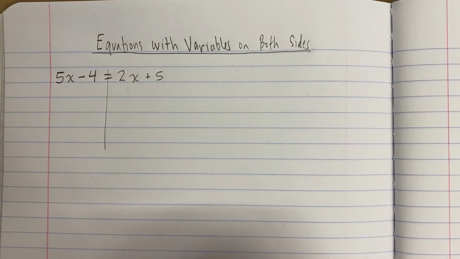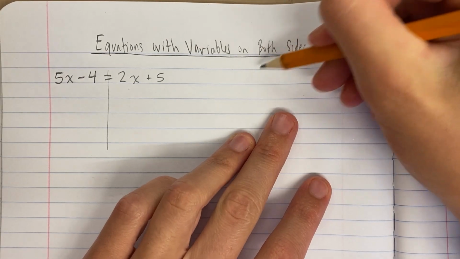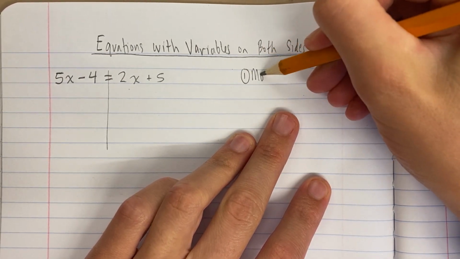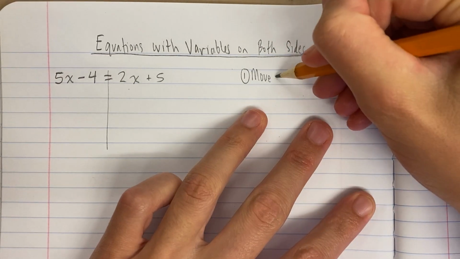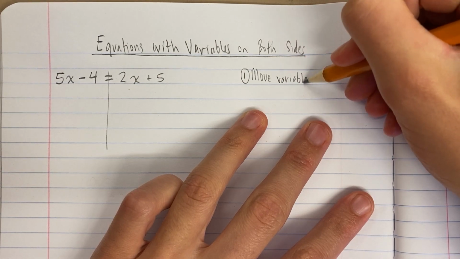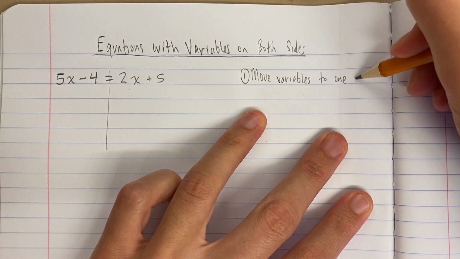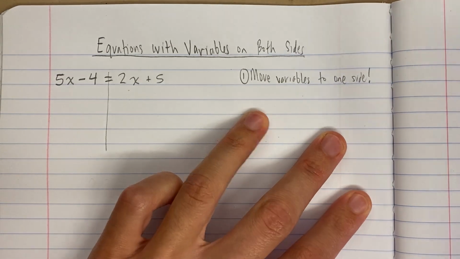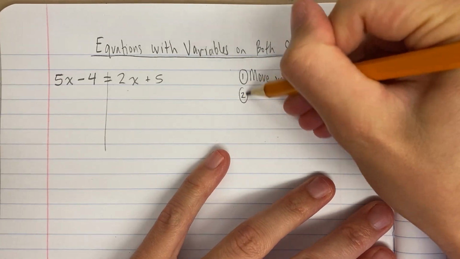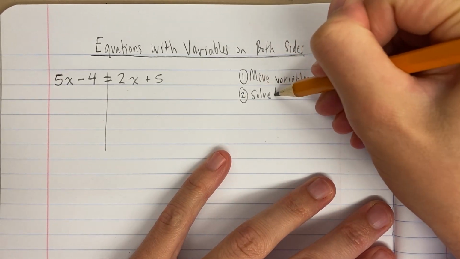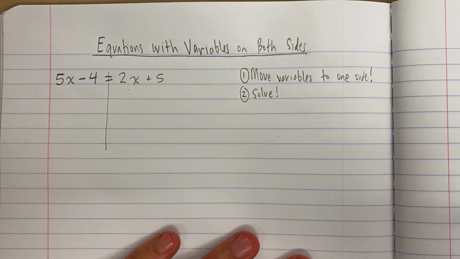So here is the key. You've got to move all the variables to one side first. Move variables to one side. That happens first, and then after that, you just do the junk you've been doing, okay? After that, it's not going to be different.